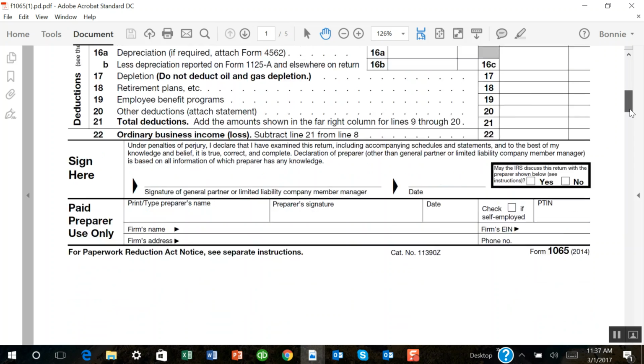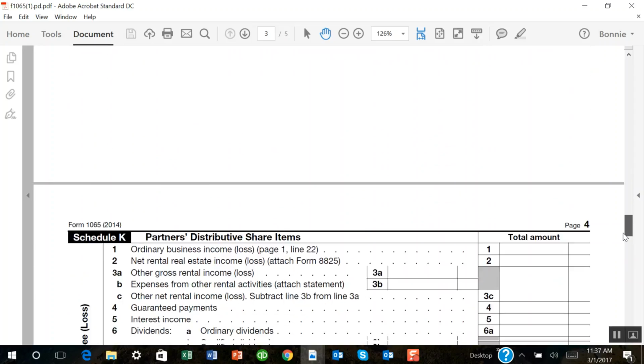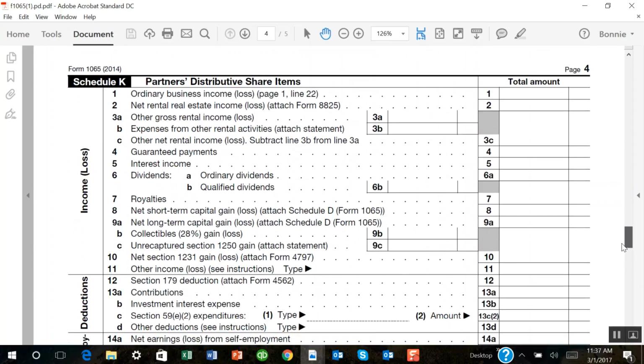Now that amount, if we page down to page 4, which is Schedule K, that amount gets transferred. Page 1, line 22, ordinary business income, that amount gets transferred to this line on the Schedule K. And then you might have other items of income or deduction which you're passing through separately to the partners. And those you have to show on different lines. So you might have ordinary income, and you might have some interest income, and you might have some dividends.